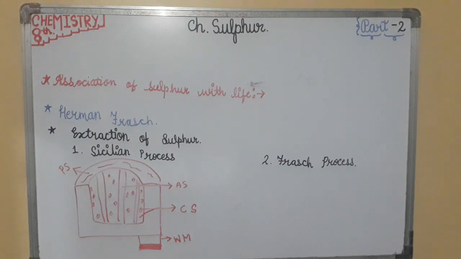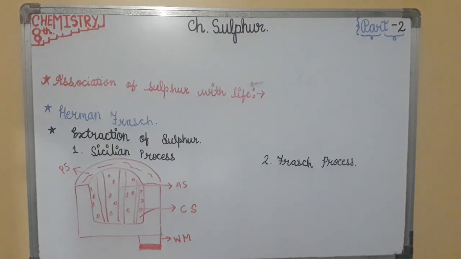Next is the Frasch process. Method of extraction: sulfur is mined in a very unique way. It is found at 200 to 300 meters below the earth's crust. It is brought to the surface by a system of three concentric pipes sunk into the earth. In this process, the element is melted first inside the earth and brought to the surface in the molten state.